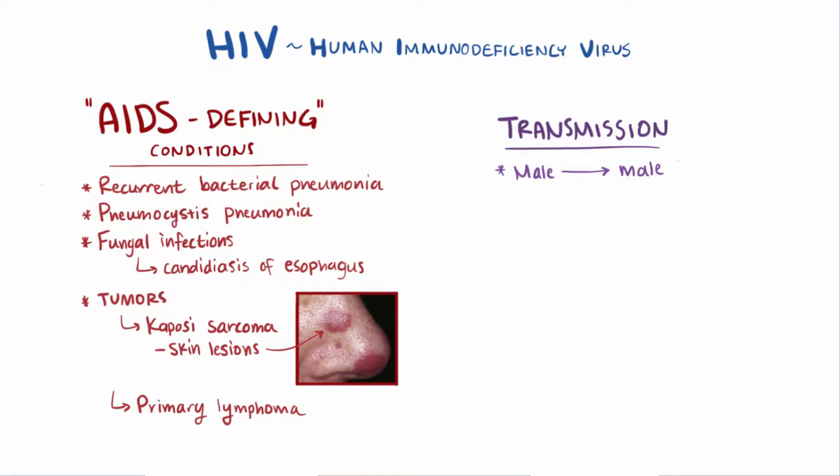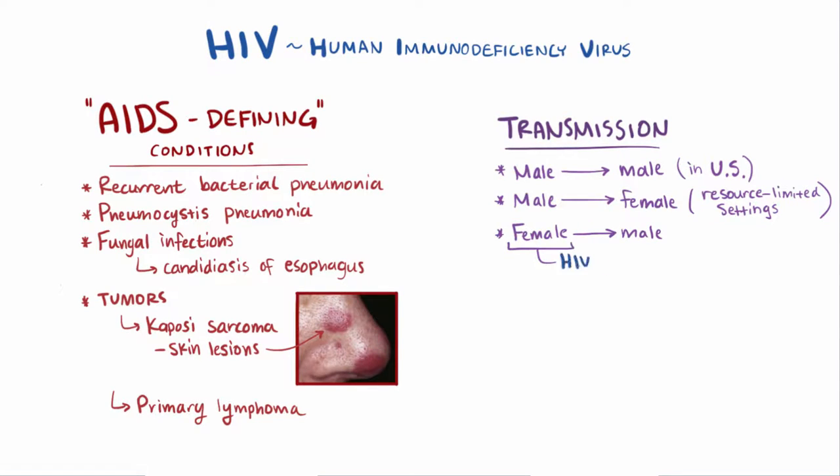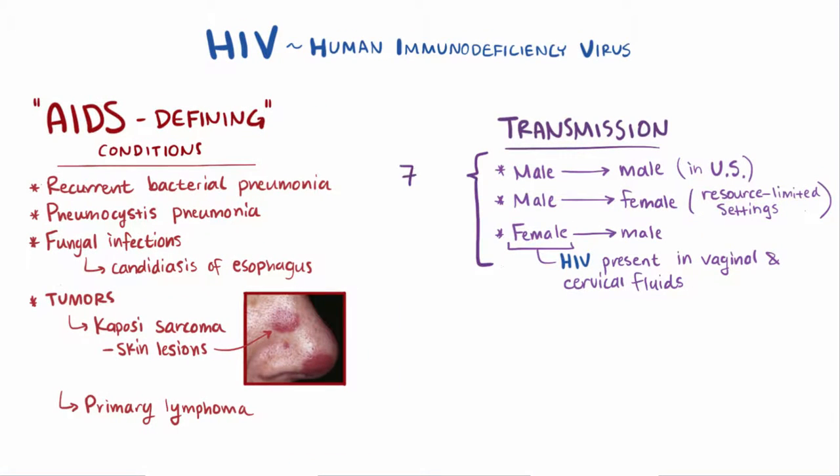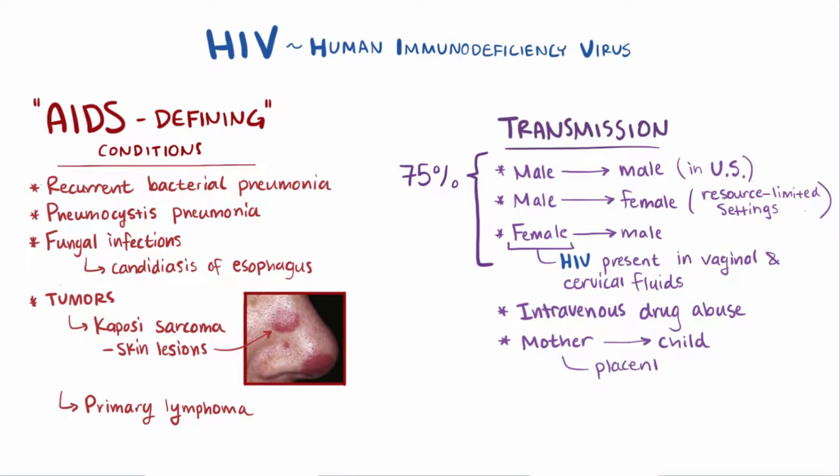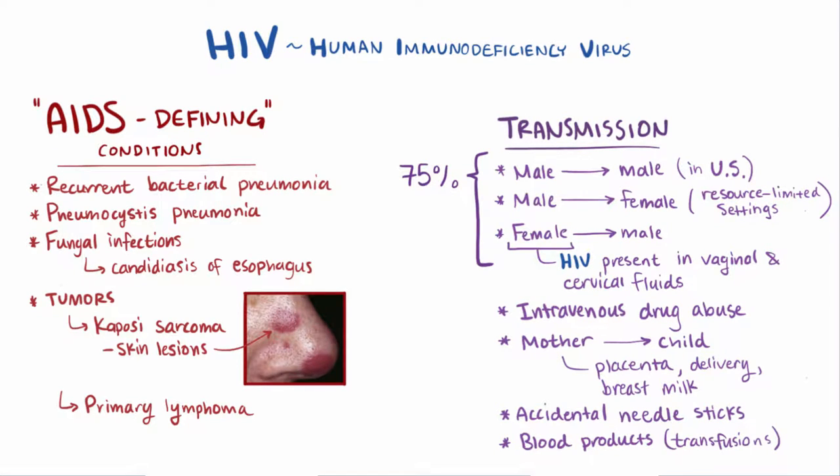Now, male-to-male transmission is the most common mode of transmission in the US, and male-to-female is the most common mode in resource-limited settings. Although less common, female-to-male transmissions occur as well, since HIV is present in the vaginal and cervical fluids of infected women. In fact, over 75% of all cases of HIV are contracted from sexual intercourse. The next most common means of transmission include things like intravenous drug abuse and mother-to-child transmission, which can be via the placenta during delivery or via breast milk. Other, much less common modes of transmission include accidental needle sticks and use of blood products like blood transfusions.